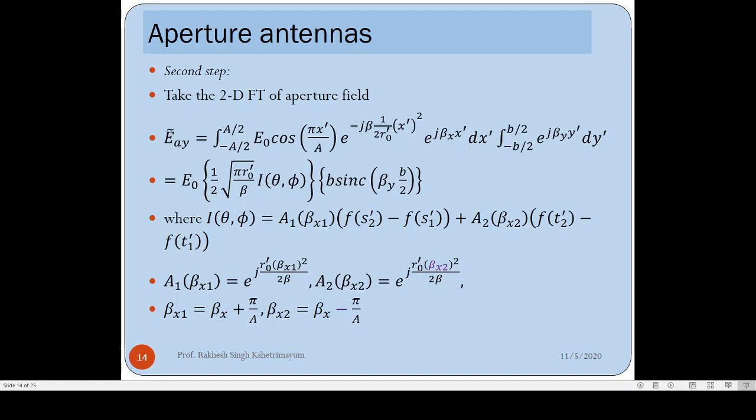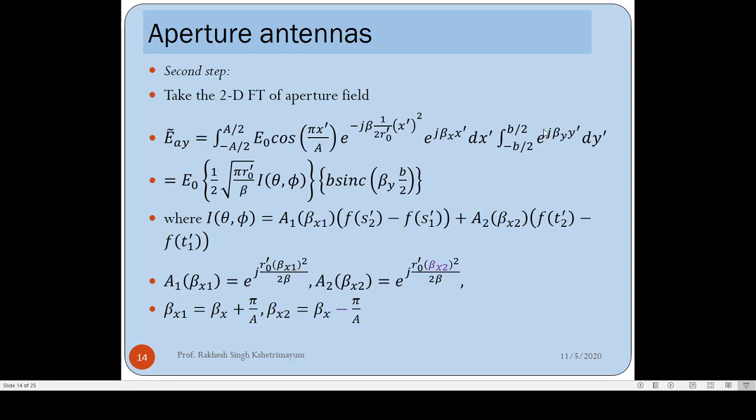Now that we know the field variation of the aperture antenna, we'll go to the second step for finding the fields radiated from the aperture antenna, which is basically taking the 2D Fourier transform of the aperture field. So this was the aperture field. You multiply by exponential j beta x x dash, exponential j beta y y dash, and do the integration over dx dash and dy dash. Now the aperture extends from minus a by 2 to plus a by 2 and minus b by 2 to plus b by 2 for the H plane sectoral horn antenna.